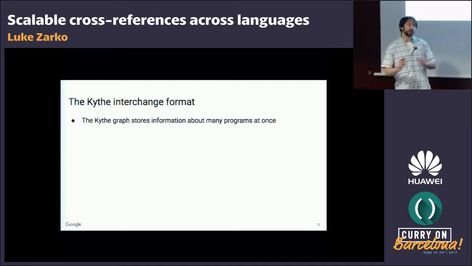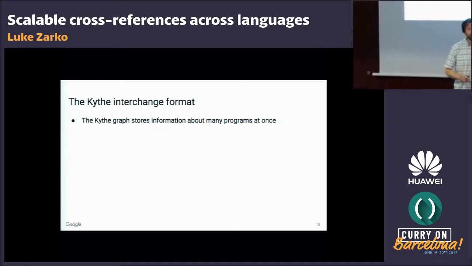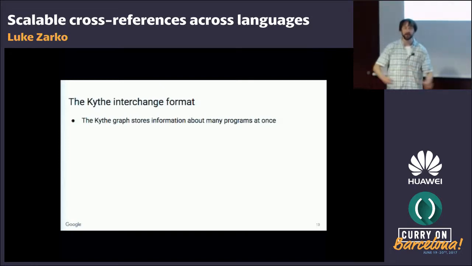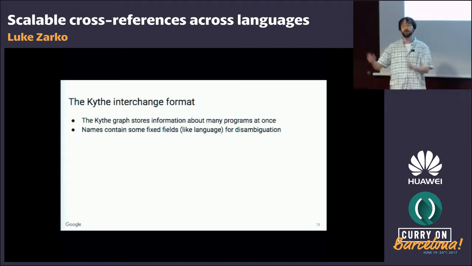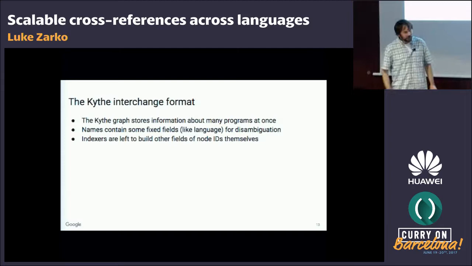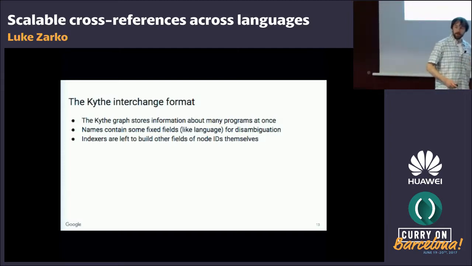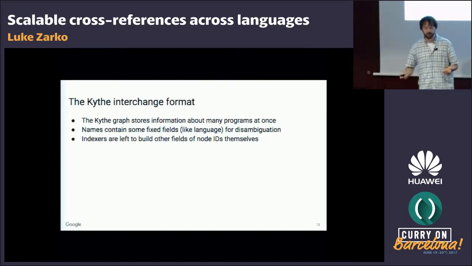So as it turns out, in one of these graphs, we store information about a whole bunch of different programs at once. So naming becomes very important, right? You don't want two things from two separate programs to have the same name because they're indistinguishable. So to start out, we have structured names for nodes. There are about 5 fields in one of these structures. What they're actually called is unimportant. What is important, though, is that some of these fields are fixed. We have one field, for example, that says this node came from this particular programming language. But the indexers, the things that take the compilation units and build Kythe interchange format from it, are left to build node IDs for themselves.